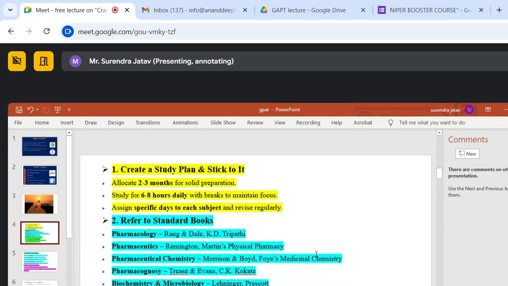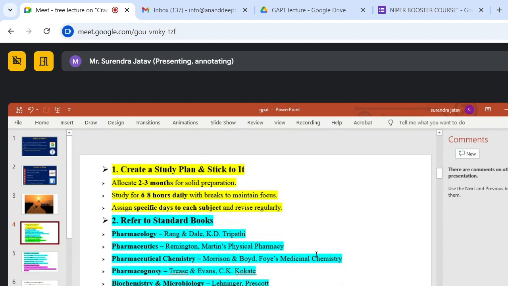Now for medicinal chemistry, you can refer Foye, and another one, Harikishan. So these are some sorts of books. Based on these books, you have to study. Then for pharmacognosy, Trease and Evans and Kokate. That is enough. For biochemistry and microbiology, Lehninger and Pelczar. So these are some books. Till the duration of your exam, you have to carry out these standard books.